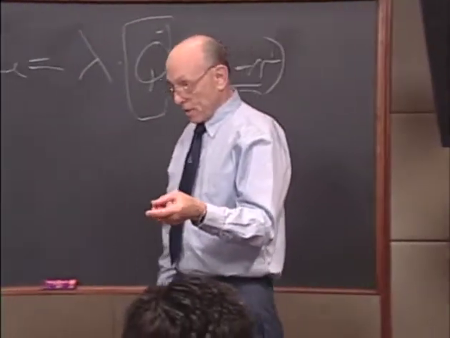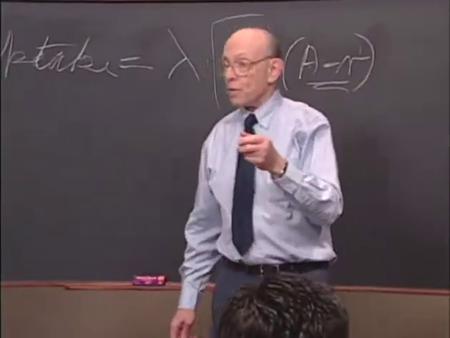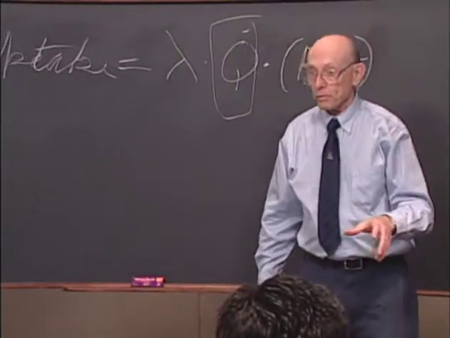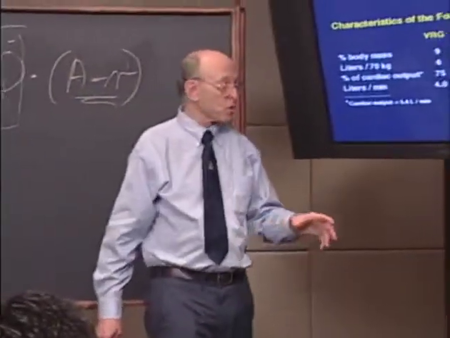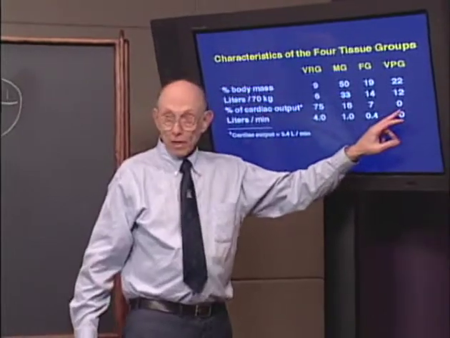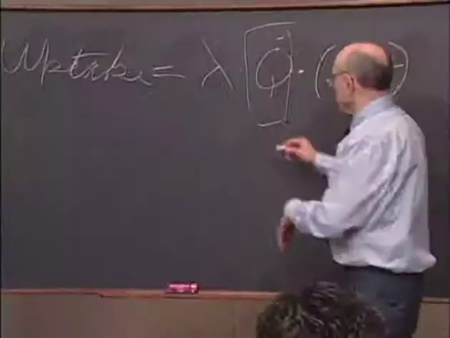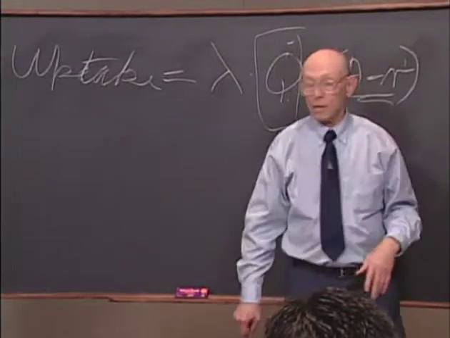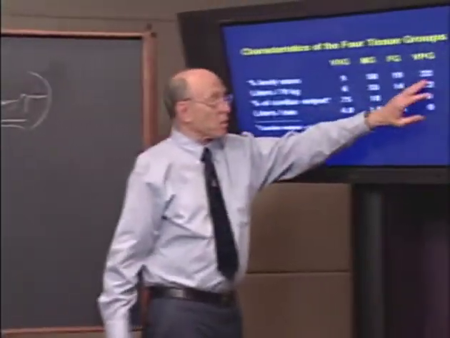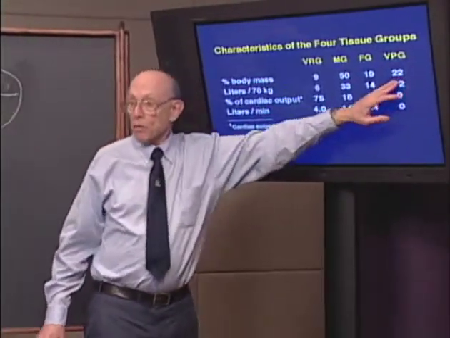Bones, ligaments, tendons, cartilage, those tissues of the body which are poorly perfused. In fact, their perfusion is essentially zero. If their perfusion is essentially zero, how much uptake can they command? Zero, right. No flow, no uptake. So even though they make up nearly a quarter of the body mass, they don't contribute to the process.